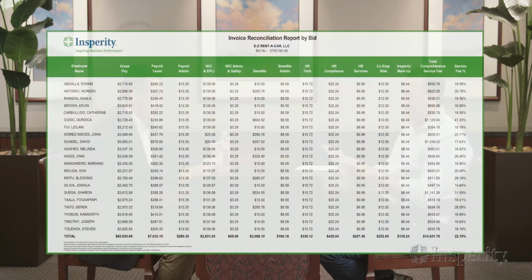Okay, that makes sense. Now the next category is workers' comp and EPLI. That is not an admin fee. That is actually a benefit that we provide all of our customers. Workers' comp is pretty self-explanatory. EPLI is employer practice liability insurance. So that's a $1 million policy that protects the company's assets in case there's a lawsuit filed for harassment, discrimination, wrongful termination, things such as that.